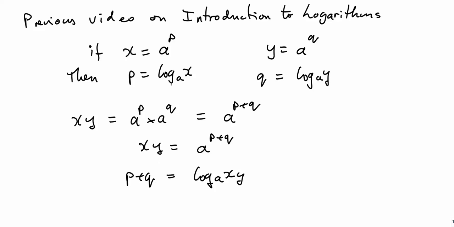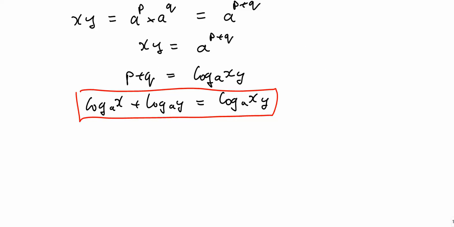But p and q are log x and log y, so therefore we have log x to base a plus log y to base a is equal to log of xy to base a. And this is the addition rule of logarithms. So if we add the logarithms of two numbers to the same base, it's equivalent to the log of the product of the two numbers, x and y. The addition rule of logarithms.